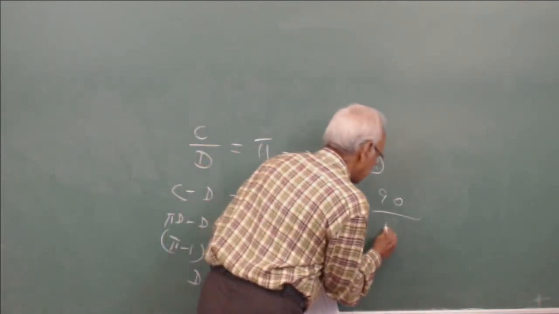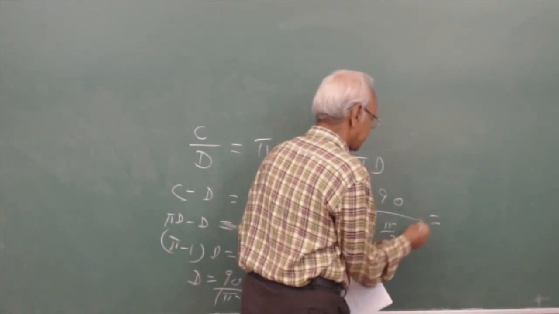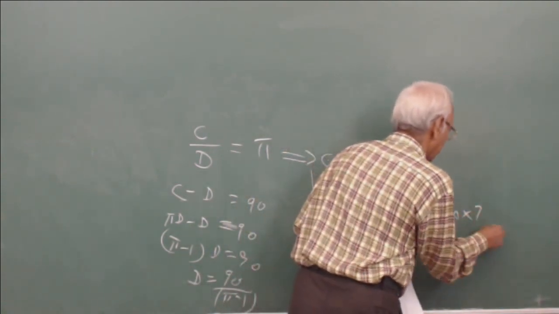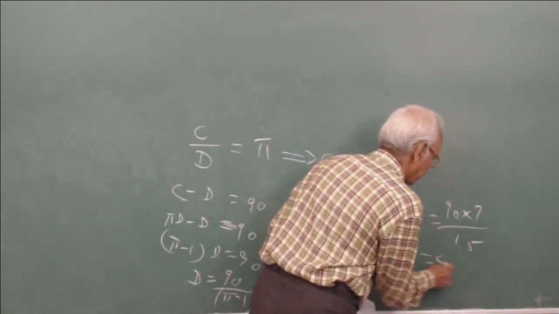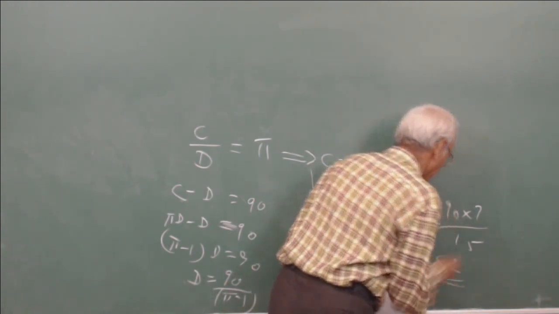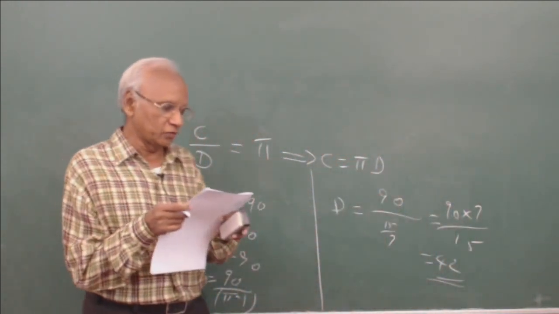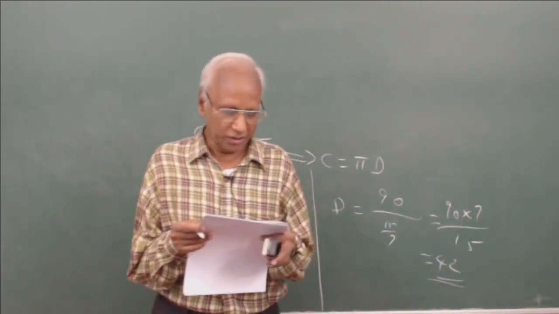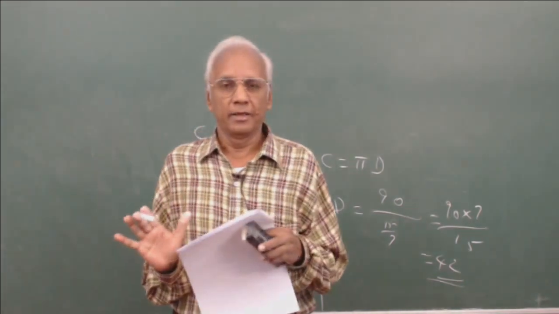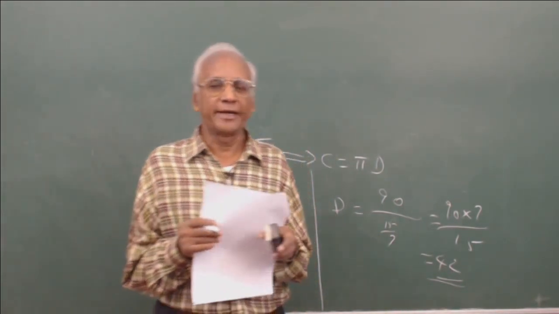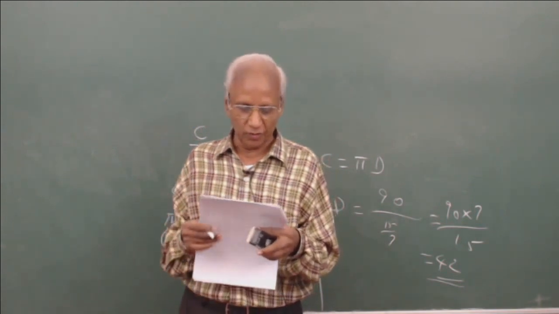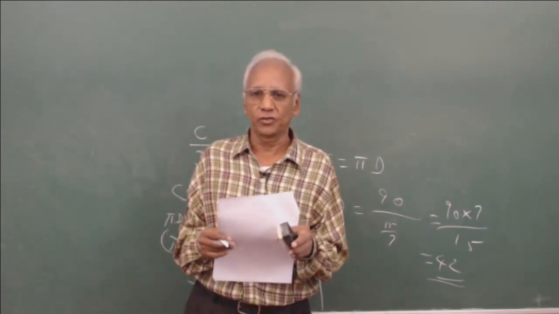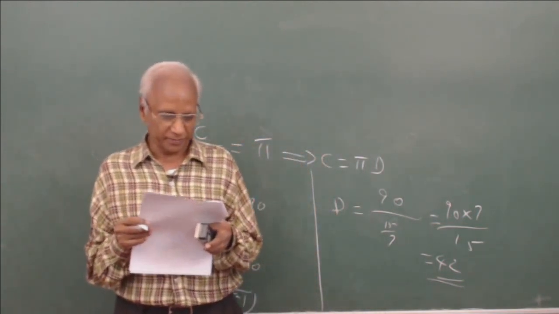So it will be 15 by 7, which is same as 90 into 7 by 2, which will be 42. So diameter will be 42 centimeters. Now the question is, what is the area of the circle? Area of the circle is pi r square or pi d square by 4. Both ways you can work it out. Area is 1/4 of pi d square or pi r square.